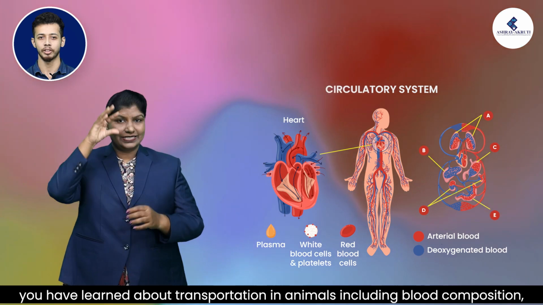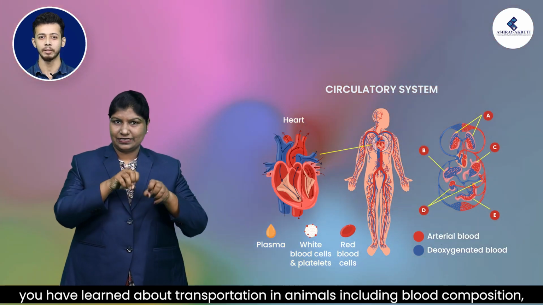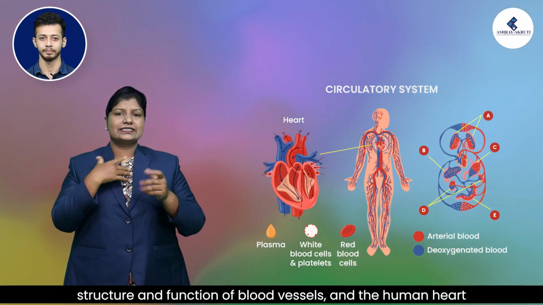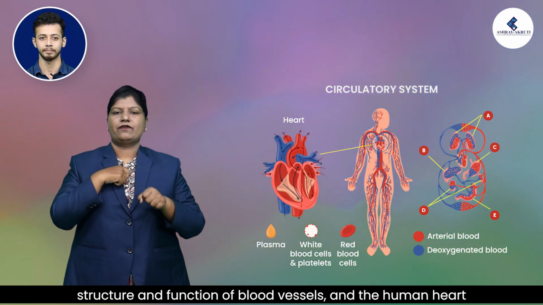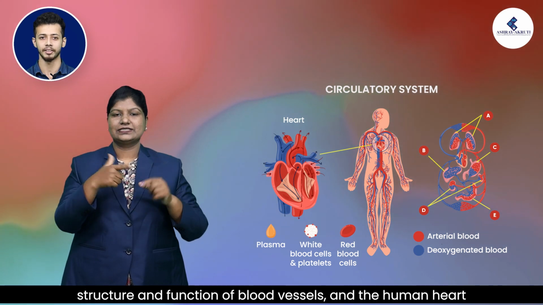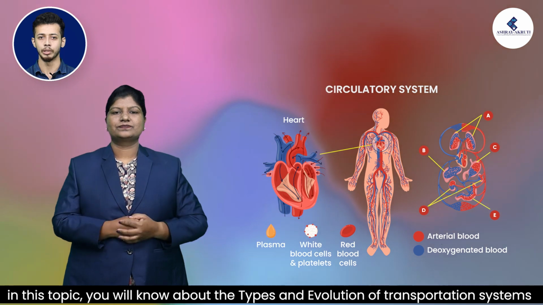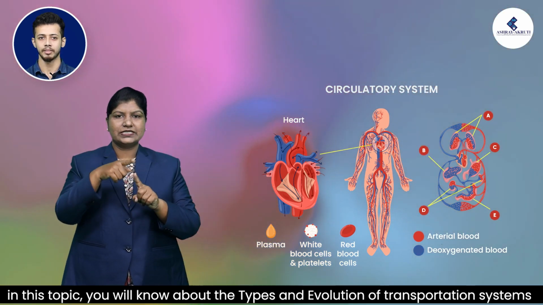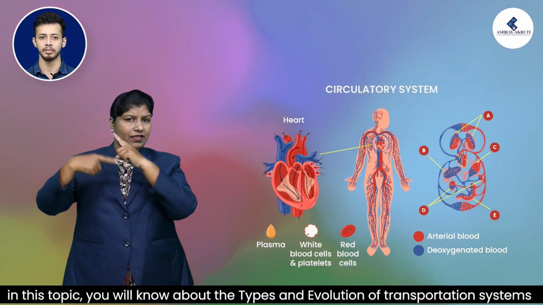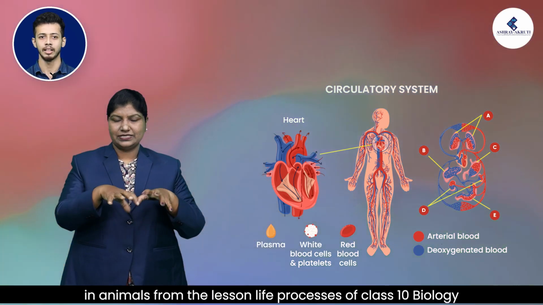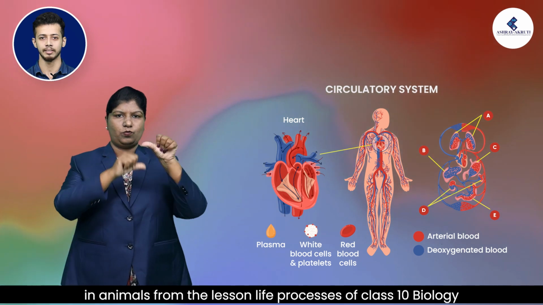Hello children. In the previous topic, we have learnt about transportation in animals including blood composition, structure and function of blood vessels and the human heart. Here in this topic, you will know about the types and evolution of transportation systems in animals from the lesson Life Processes of Class 10 Biology.